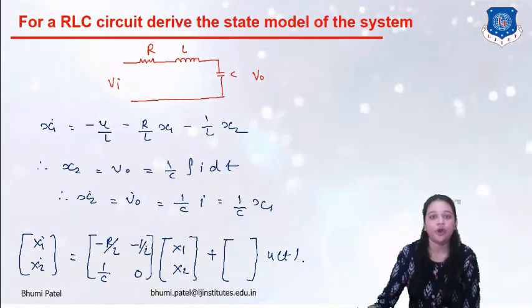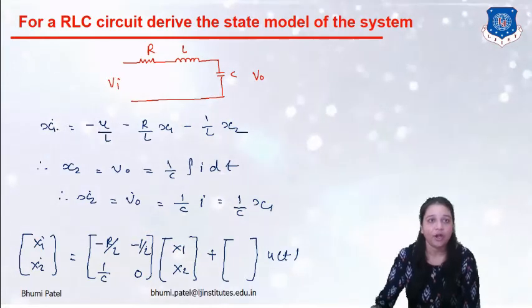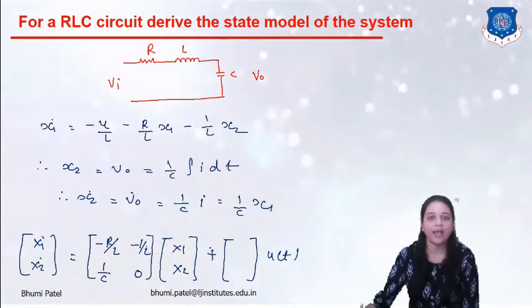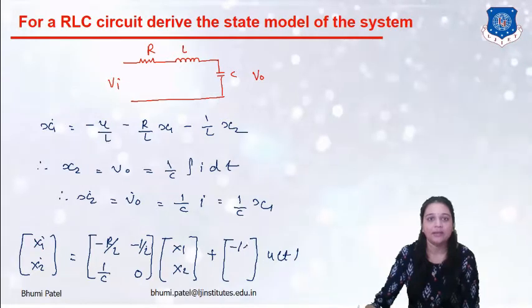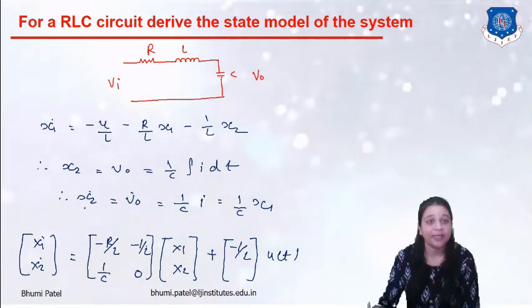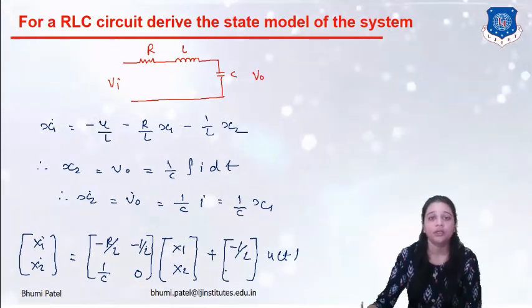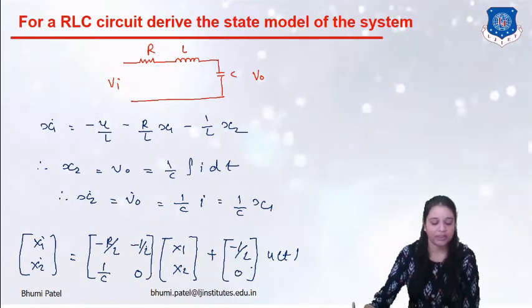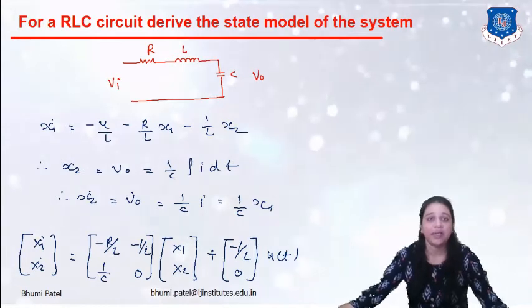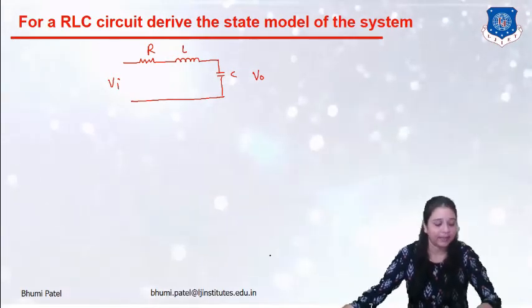Now for the u of t. In x1 dot, the term is u by L, so we put here 1 by L. And for the x2 dot equation there is no term in u, so we put here 0. So this is my state model of the RLC circuit.